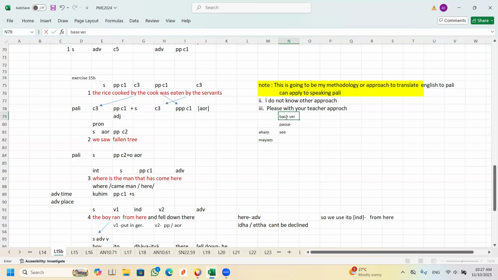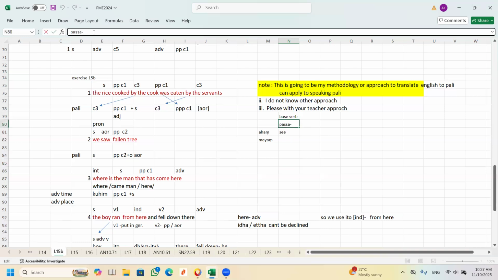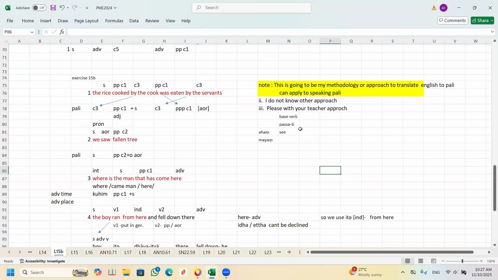Base verb. Remember, base verb. You identify it. The base will always take third person first. Don't care about the others first. Take the third person first. After third person, then you can put first person: pasami, pasama for we. In this case, when you say aorist, you can identify it already because of the base. So it's past tense.